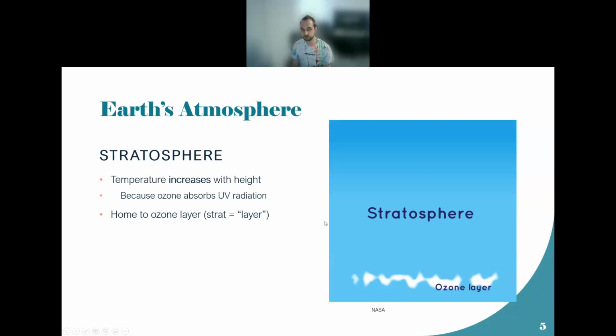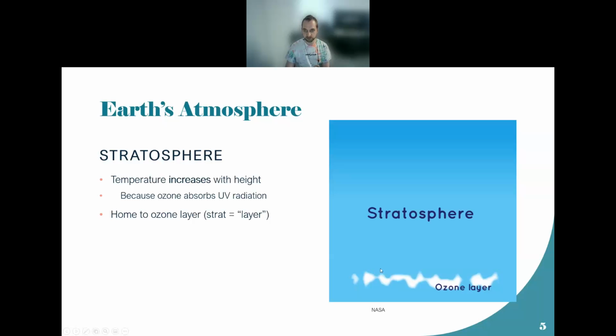The next layer up is the stratosphere. Here, temperature increases with height because ozone absorbs UV radiation from above. So the topmost layer of the stratosphere can see the most UV radiation and get heated by it, and by the time you get to the bottom, there's less UV radiation, and so it absorbs less and gets less hot from that. It's the home to the ozone layer.